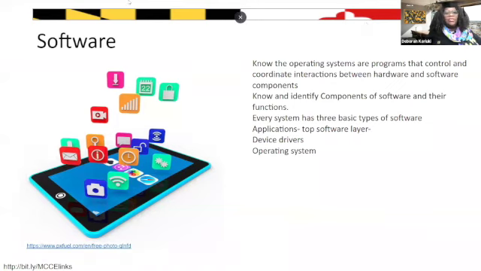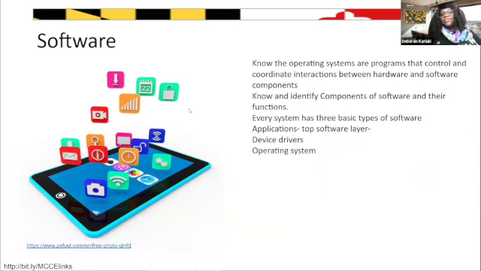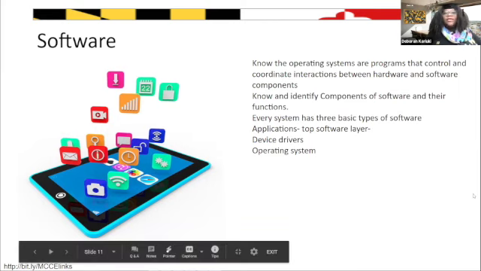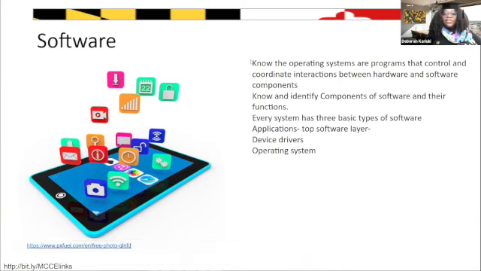Now when we talk about software, this is what you're required to know. You need to know that operating systems are programs that control and coordinate instructions between the hardware and the software components, and know and identify components of software and their functions. Every system has three basic types of software. So you have the top layer, the applications, the drivers, and the operating systems. Those are mainly what every system, whether it's an iPad, a phone, or a regular computer, has. Those are the common components that you will see in software.